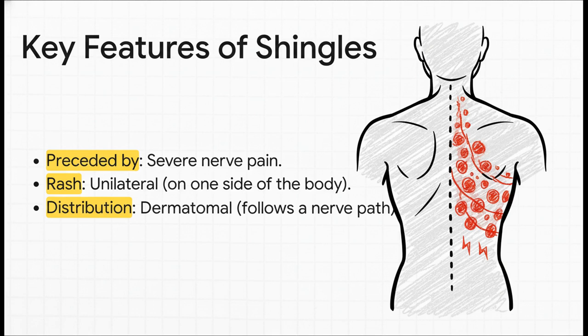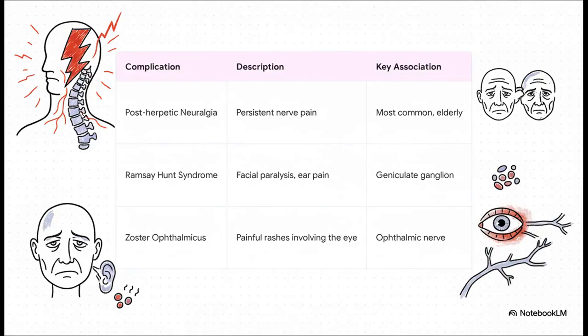A lot of the time, it starts with an intense, burning nerve pain in that area for days before any spots show up. And this is where shingles can get really, really nasty. The real danger often isn't the rash itself, but what comes after. The most common complication by far is postherpetic neuralgia. That's a debilitating nerve pain that can last for months or even years after the rash is gone.